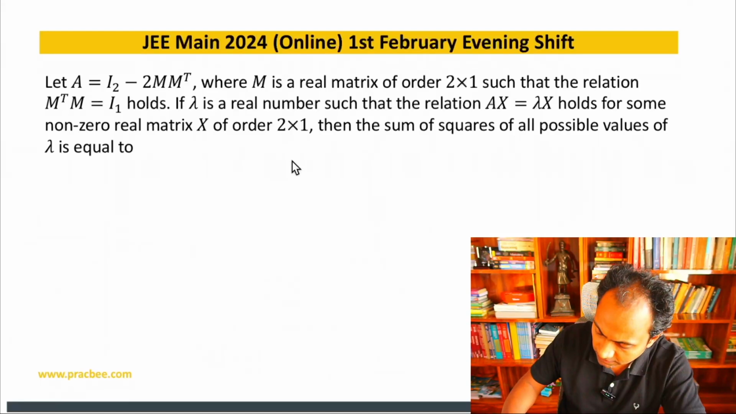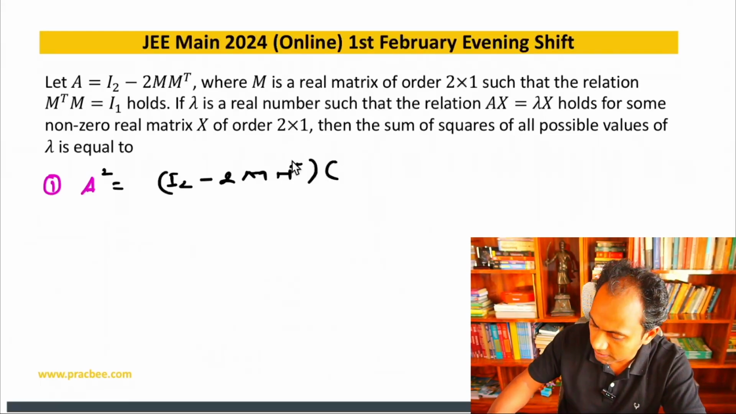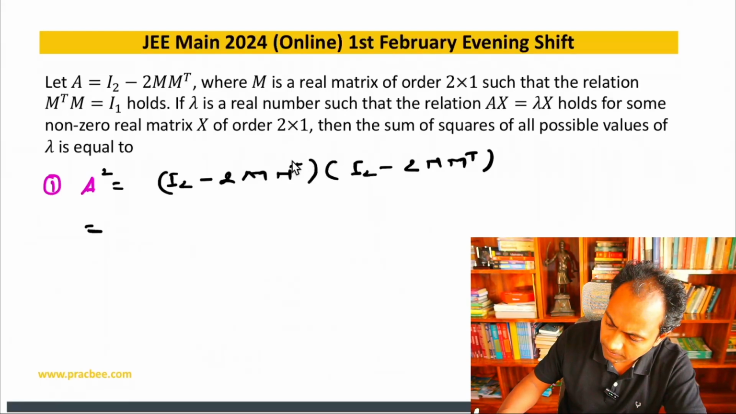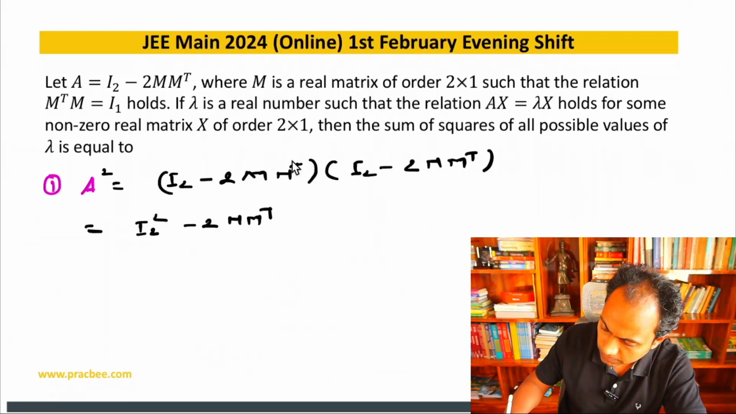Now this question is given to us. In the first step, we are going to put an A square over it. This is an identity matrix of order 2 into 2m1 m transpose. We are going to multiply it one more time, and I have shown you this operation earlier also. So let us do that. If I multiply by I2, it will become I2 square. Then this will become 2m m transpose. Then we start with 2m m transpose, multiply it with I2, and it becomes 2m m transpose.